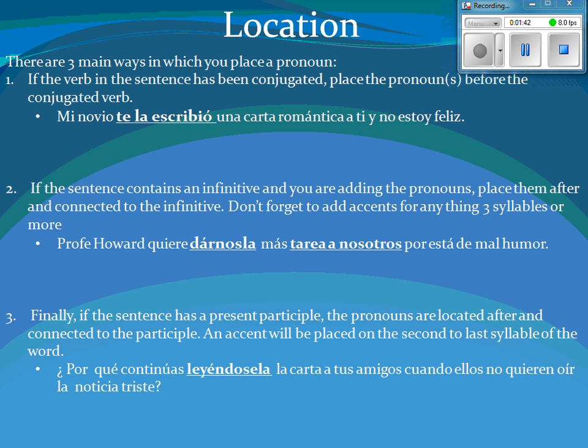Finally, if the sentence has a present participle or present progressive, the pronouns are located after and connected to the participle. An accent will be placed on the second to last syllable of the word. ¿Por qué continúas leyéndosela carta a tus amigos cuando ellos no quieren oír la noticia triste?